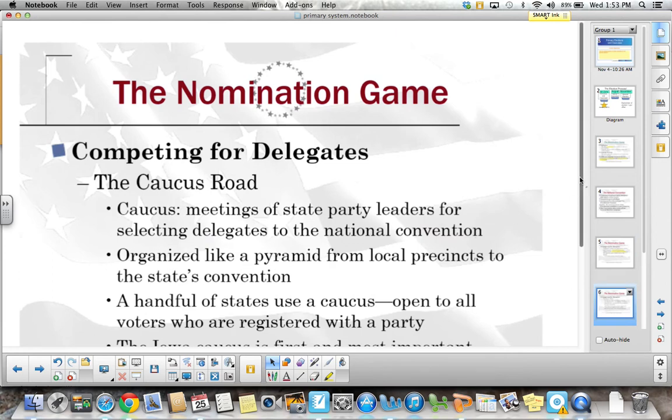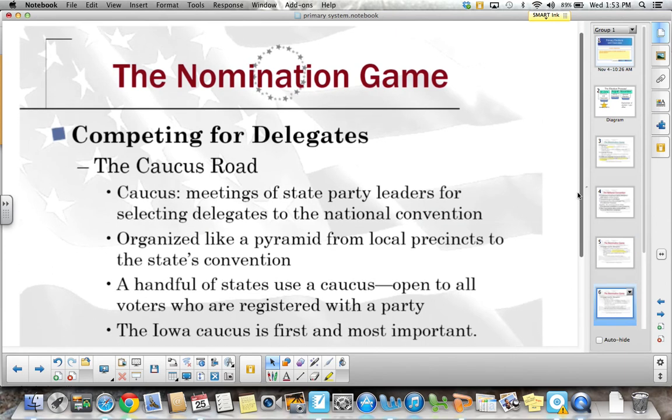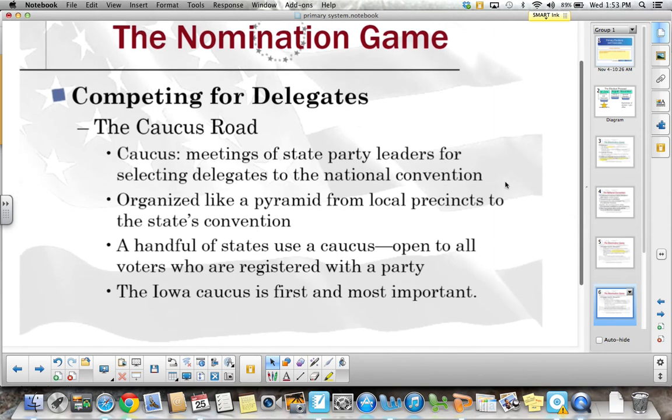There's two different ways that states can run that nomination election. One is something called a caucus, which is right here. Make sure we understand that word. This right here is a caucus. This is one way of the states choosing who represents their political party in that state for an election. So a caucus is a meeting of people, a meeting of party leaders, or just people in general to select delegates to the national convention.